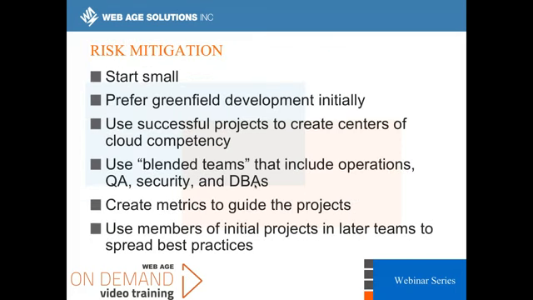So how do we mitigate this risk? You start small. Remember that chart that showed successful projects tend to be small projects? You take small bites of the problem. Your initial development should probably be greenfield, brand new systems, or brand new approaches to things, or brand new versions.